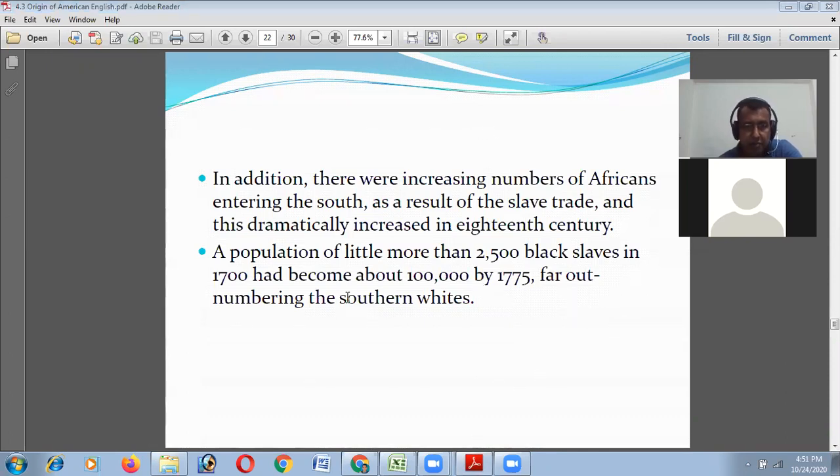Far outnumbering the southern whites. So in 1775, the black people became larger in number than the white people living in the southern part of America. Especially this is because of the slave trade, and many people left Africa and went to America.